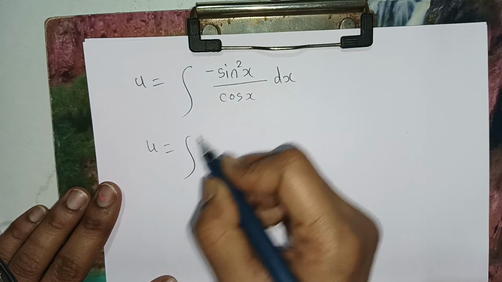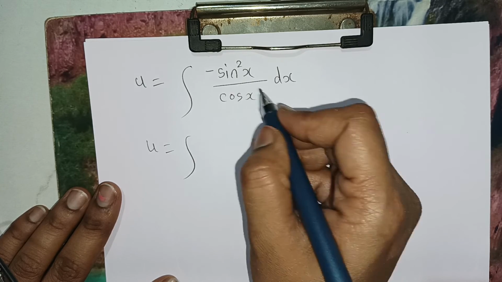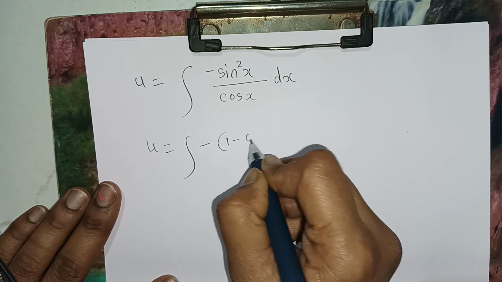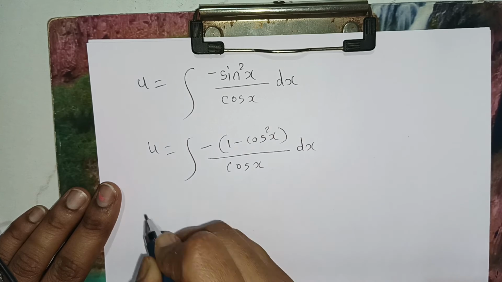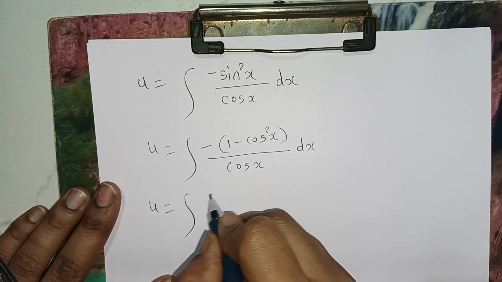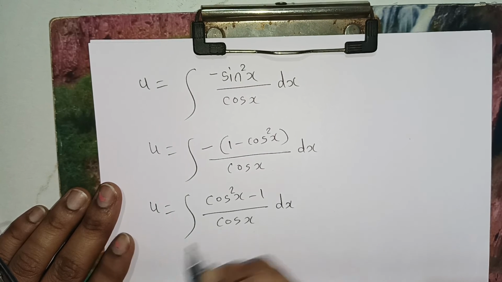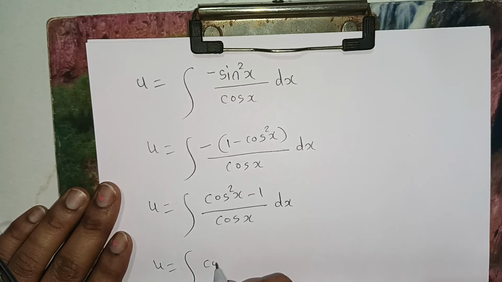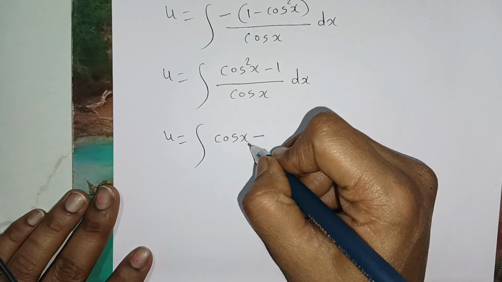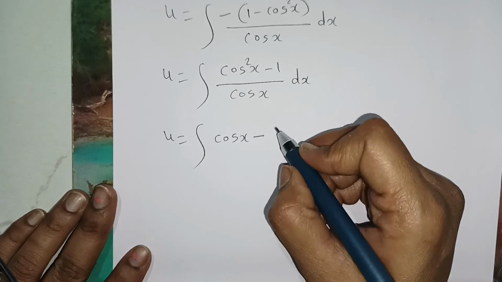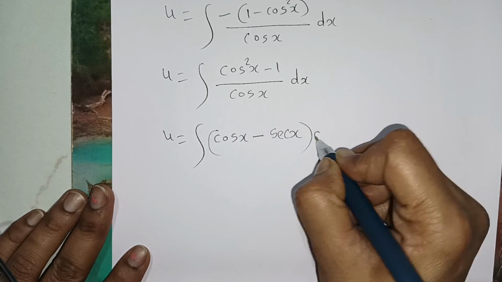So u is equal to integration, rewrite sin square x by using the trigonometric identity; it can be written as 1 minus cos square x. So minus, 1 minus cos square x by cos x dx. So u is equal to integration of cos square x minus 1 divided by cos x dx. So u is equal to integration of cos x square by cos x is cos x, and the 1 by cos x cancels; minus 1 by cos x is sec x dx.